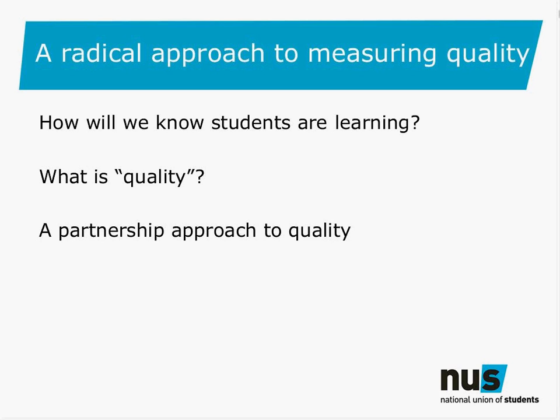Of the paper is looking at a radical approach to measuring quality. How in this radical system will we know students are learning? The approach to quality assurance and assessment wasn't designed to measure quality of inclusive learning. And this means that we need to find a new way of assessing both the inclusivity of spaces, but also ensuring that these spaces are productive and get the best out of students.